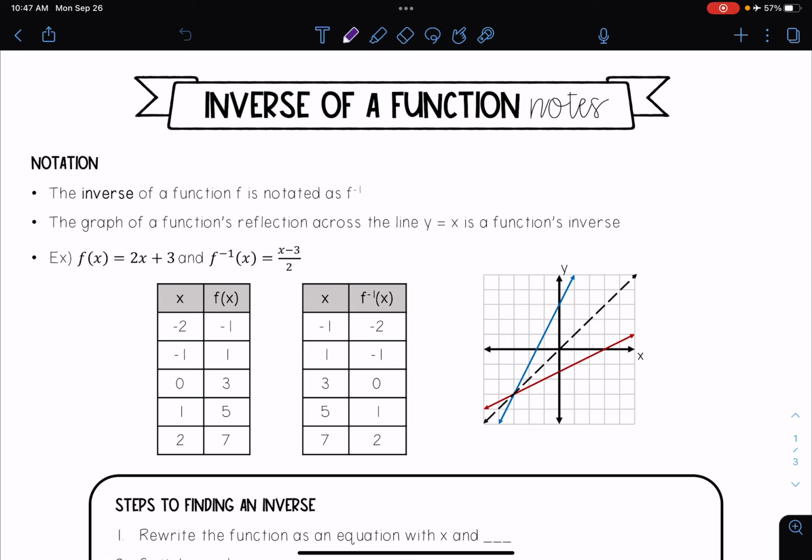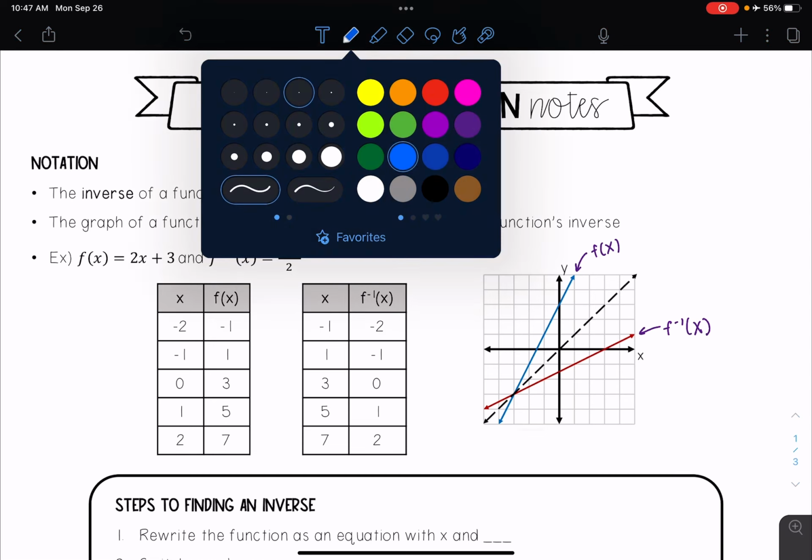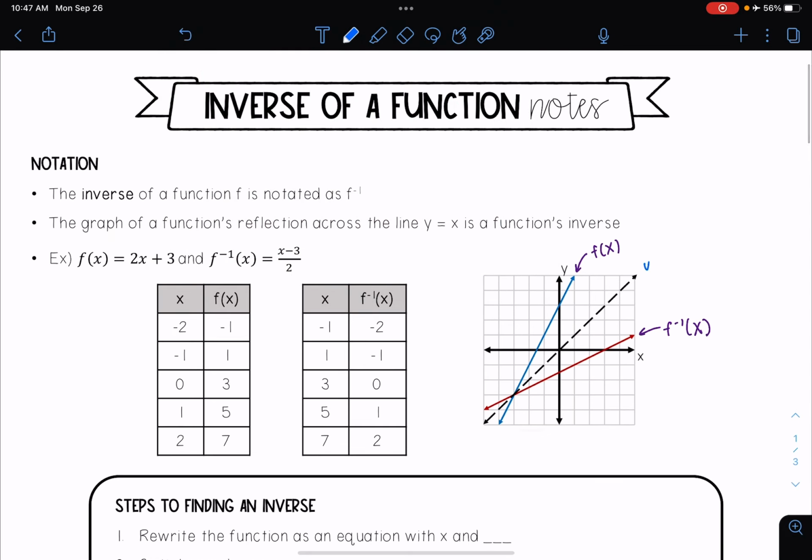So for example, if I had the function f of x is equal to 2x plus 3, the inverse of x would be equal to x minus 3 over 2. So here we see this blue line is my f of x. This red line is the inverse of x. And I see that this red line is reflected across the line y is equal to x. So if I were to fold this graph here, I would see that these would end up matching up because it's reflected across that line.